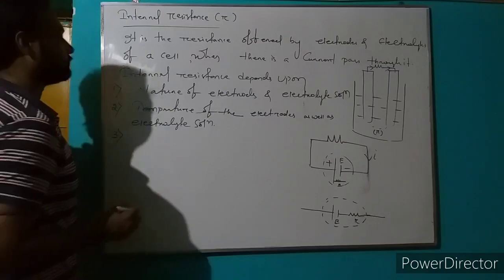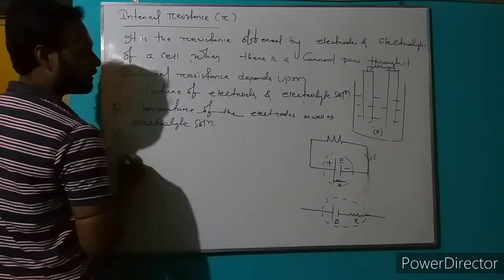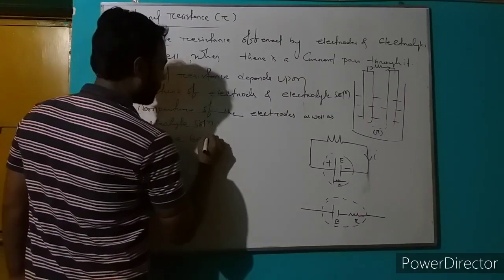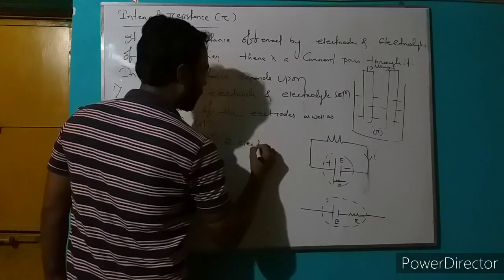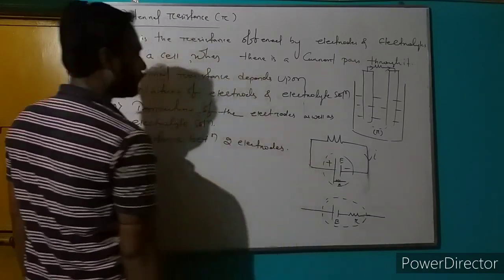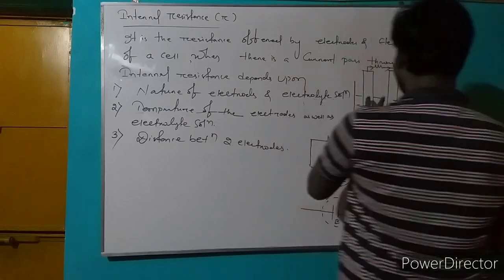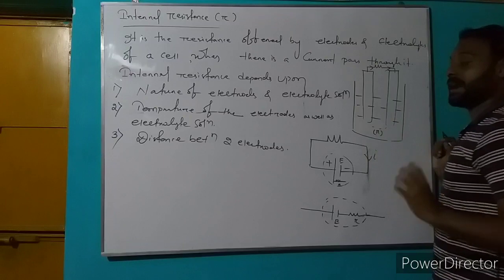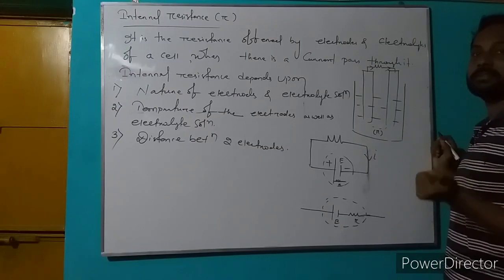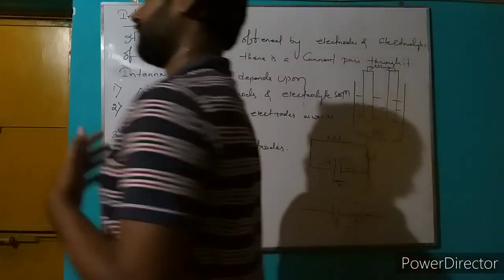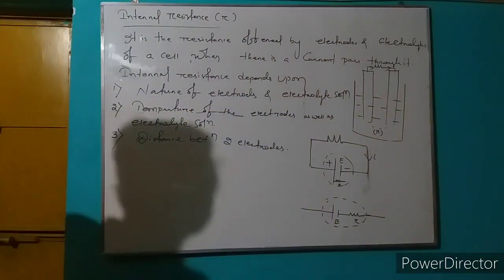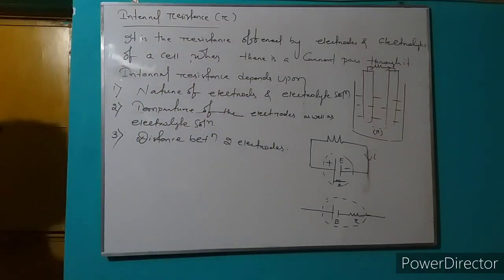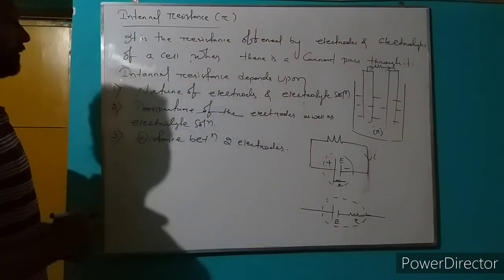Third one is it depends upon distance between the two electrodes. Clear? That means these are the two electrodes. While the distance between them is very large, in that case the internal resistance becomes what? Increases or decreases? The internal resistance increases. So this is the important point.